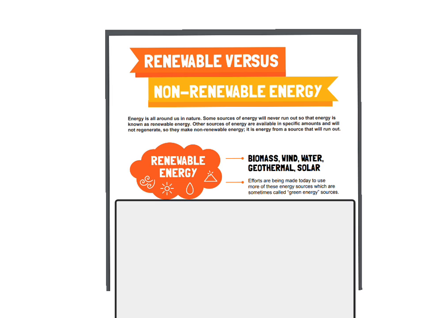When we have renewable energy, we can get these forms of energy again from resources that will never run out. For example, biomass, wind, water, geothermal, and solar. This is also known as green energy because they tend to be clean sources of energy.